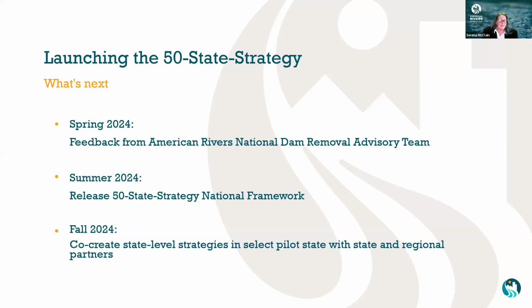We are looking to release the actual 50-state strategy national framework, which is the report I discussed that has specific policy language and case studies and the full suite of recommendations, in the summer of 2024. And beginning in fall 2024 on into the future, we'll start to co-create state-level strategies and select pilot states with state and regional partners. So that's what's on the horizon.